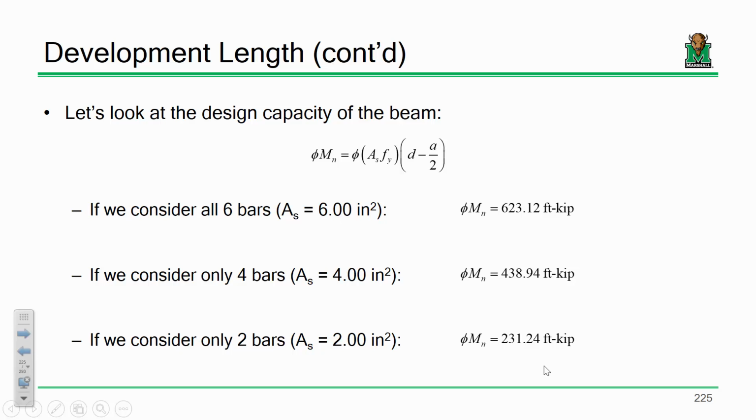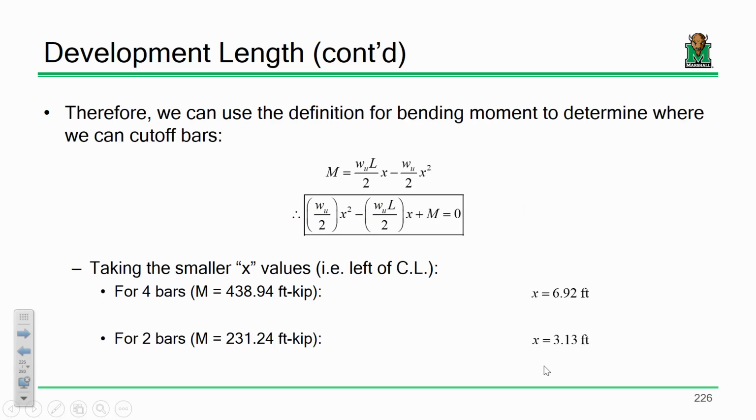But what if I wanted to try and trim that reinforcement a bit? What if I only wanted to use 4 bars? Or what if I only wanted to use, let's say, 2 bars? Well, what I could do is figure out what the flexural capacity is for each of those cases, and it's just plug and chug. And then the next thing I could do is say, where do those points occur on the moment diagram?